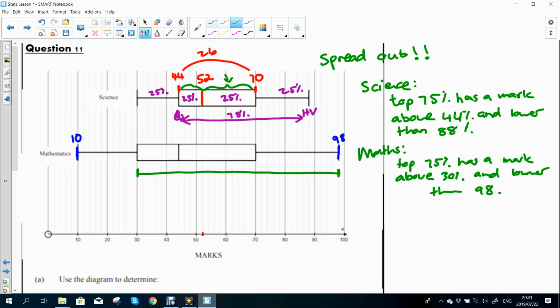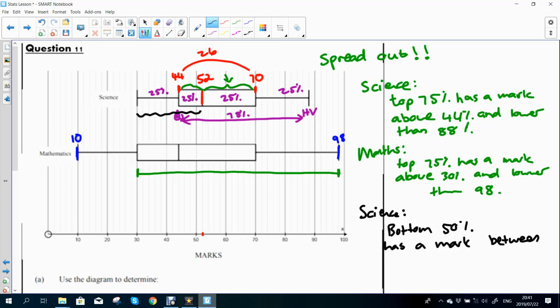But then if you look at the bottom 50% of science, so let's talk about science again. The bottom 50% has a mark between 30 and 52.